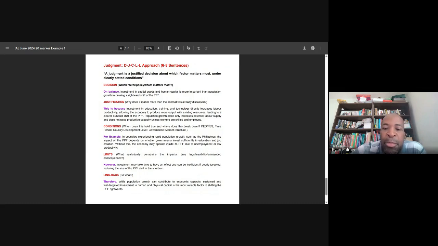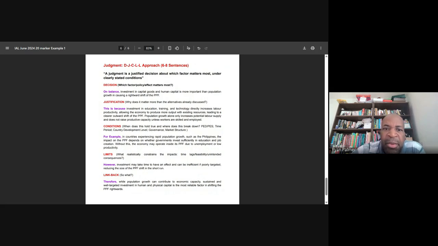So, for example, in countries experiencing rapid population growth, such as the Philippines, the impact on the PPF depends upon whether governments invest sufficiently in education and job creation. So we're saying it's all about whether or not the government is putting sufficient funding in place for upskilling of workers, and whether those newly skilled workers are able to find productive employment. Without this, the economy may operate inside its PPF due to unemployment or low productivity.